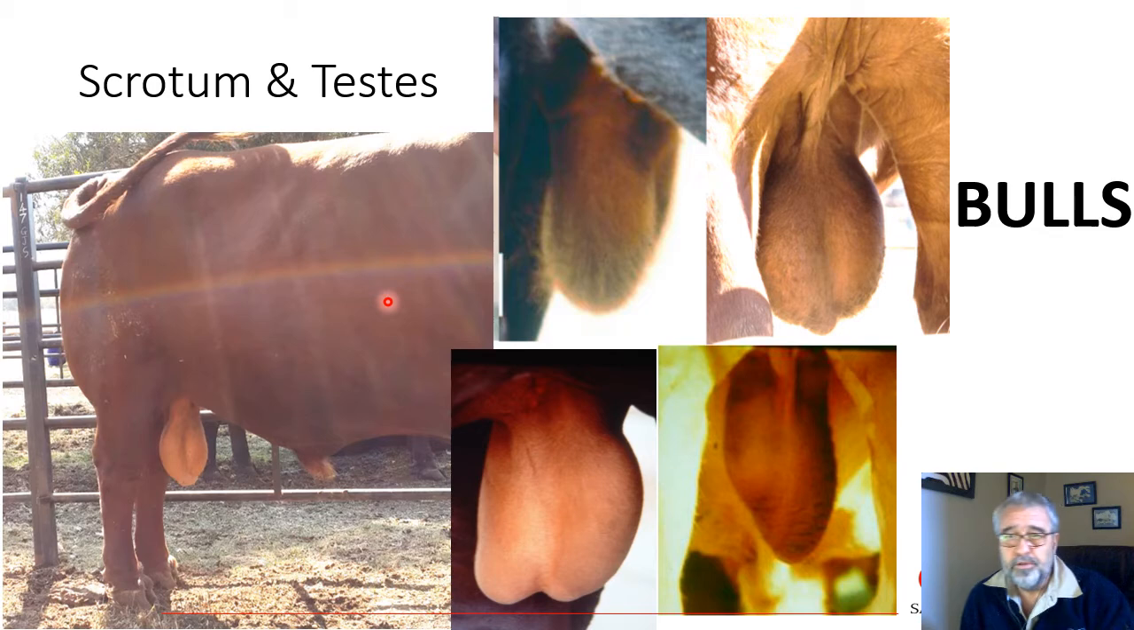Just then to look at some of the deviations that you never want in a bull. This is where you have an undeveloped testicle, unilateral underdeveloped hyperplasia, which is extremely bad.